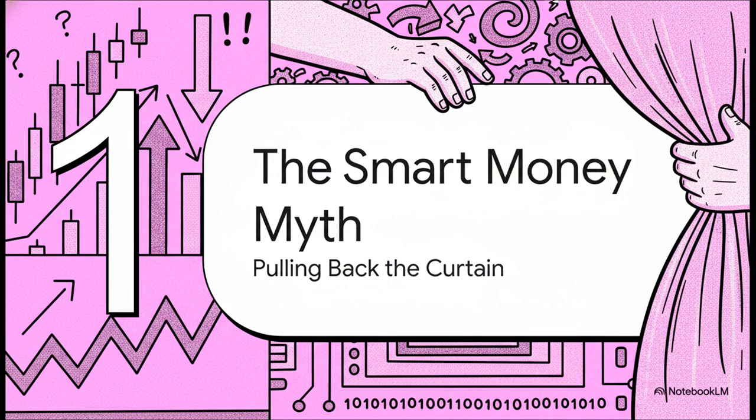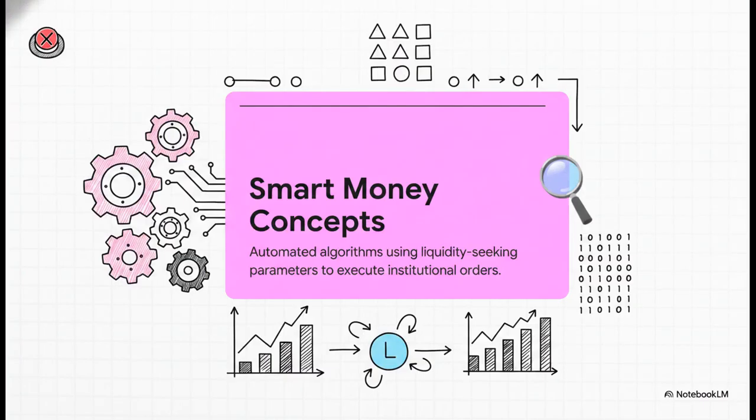Section 1. The Smart Money Myth. Pulling back the market's curtain. Before we even try to find valid order blocks on a chart, we absolutely need a major paradigm shift about who, or rather what, is actually moving these financial markets. We've got to completely bust this Hollywood myth of guys in smoky rooms manipulating prices with giant red buttons. It's just not how it works.